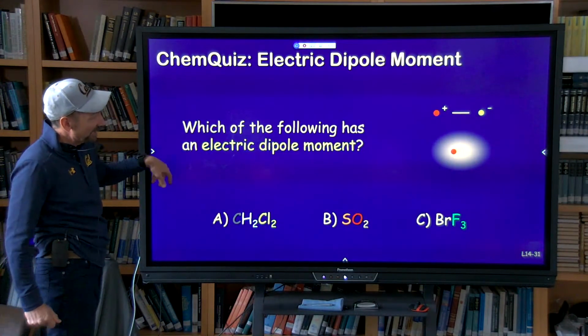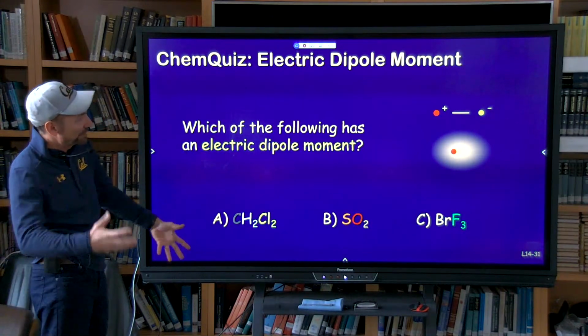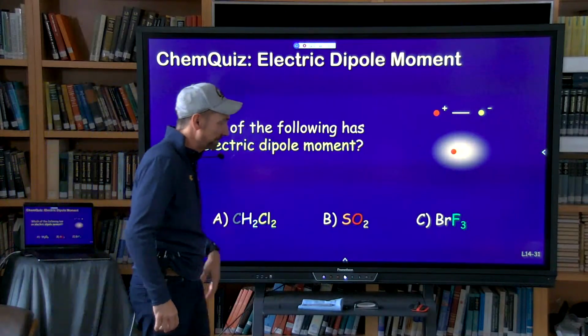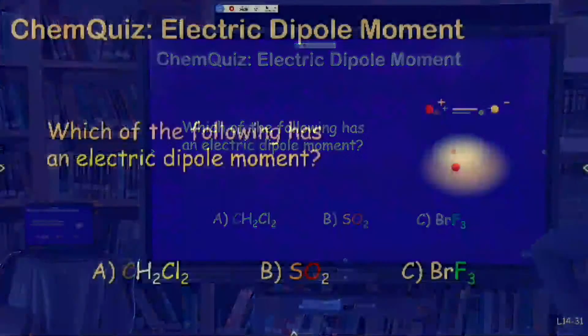The question is, which has an electric dipole, not which is bigger or smaller. Sorry, you couldn't see everything there. So now you can see it from your iClicker and this board.